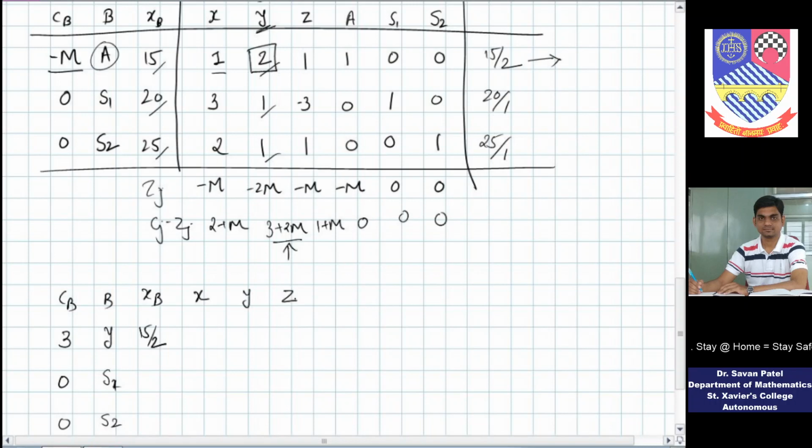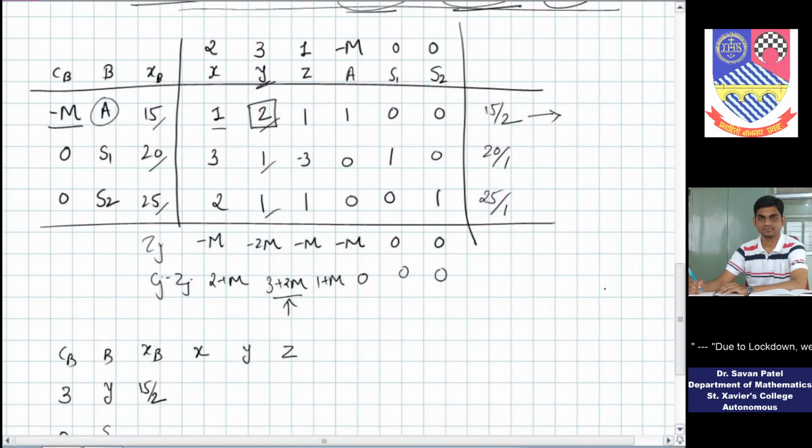Now there is no need to continue writing a because a is already removed from the basis and its coefficient is too much large minus m, that is too much large negative quantity, so it is not going to give us a profit anymore. So we will not write that in the next table. So we will start with s1 and then s2.